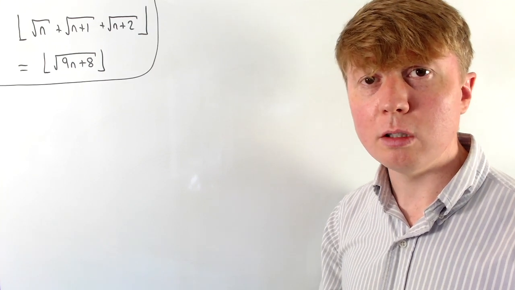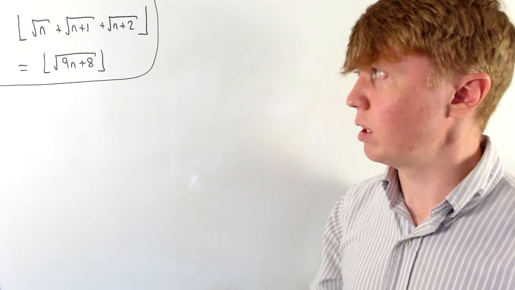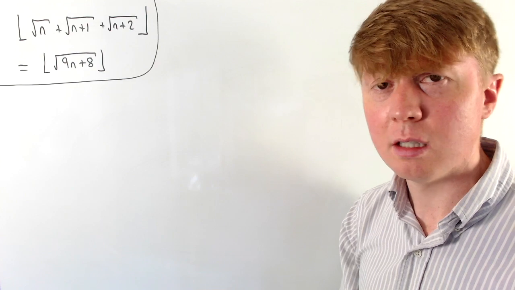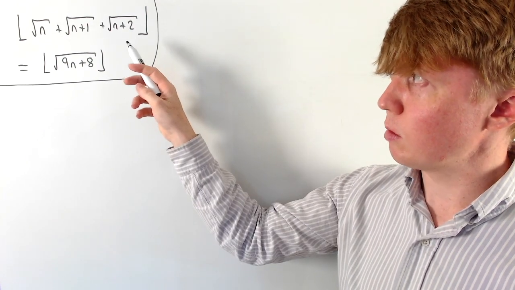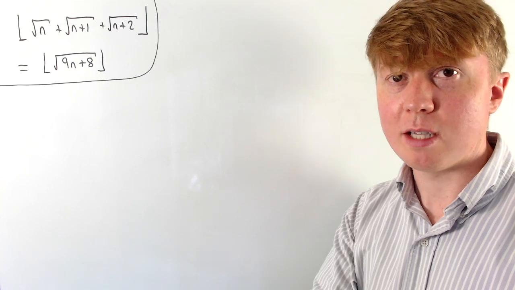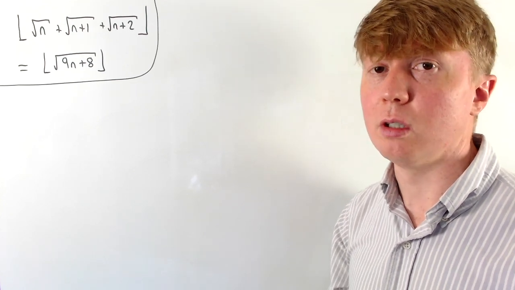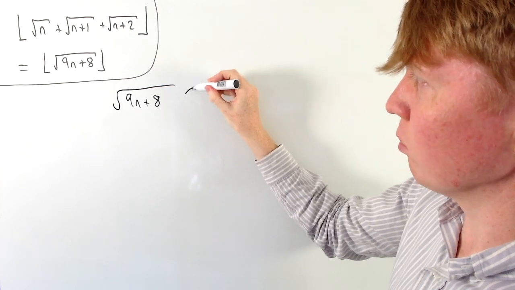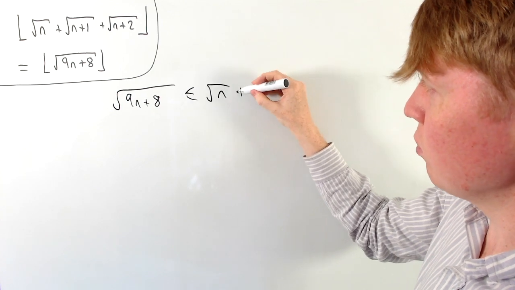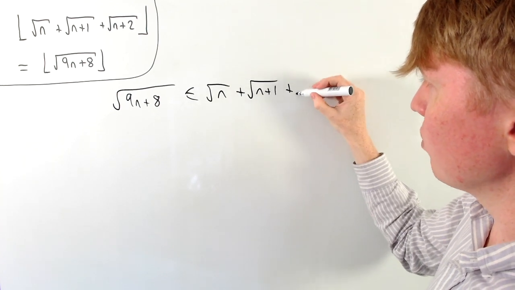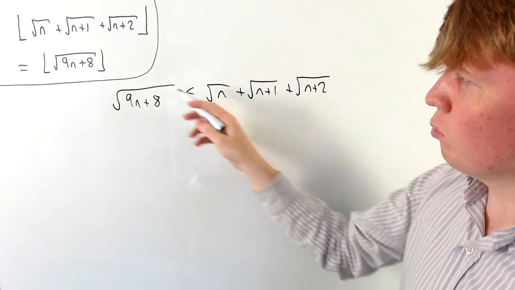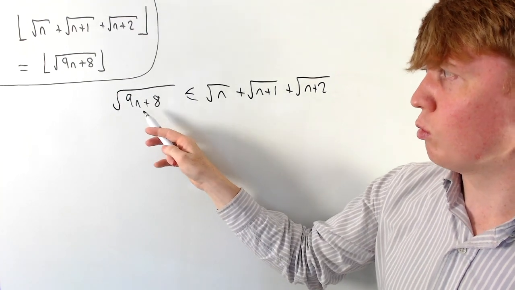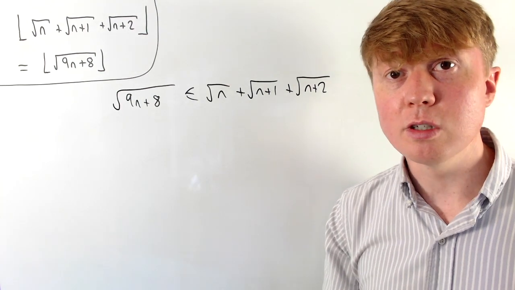And if you explore this by looking at a few different values of n, or perhaps trying to sketch a graph of each of these as functions, the sum of square roots versus root 9n plus 8, you'll find that the sum of square roots always seems to be slightly bigger than root 9n plus 8. So this gives us a sensible starting point, a conjecture at least, that we could maybe take root 9n plus 8 as our lower bound and try and show that our sum of square roots, root n plus root n plus 1 plus root n plus 2, if we show that root 9n plus 8 is always less than or equal to this, then this would show that the floor function of this square root would be less than or equal to the floor function of the sum of square roots.